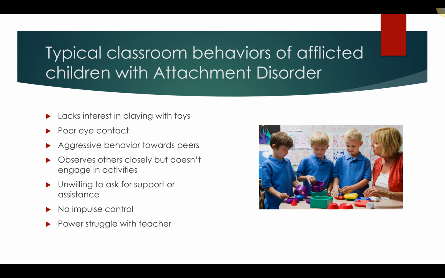So, what does a child with RAD look like in a classroom and how does it affect them? Children might lack interest in playing with toys. They might have poor eye contact. Maybe they don't trust individuals, so looking at them in the eye, they don't feel comfortable with. They might show aggressive behavior towards peers. They also might observe others closely but not really engage in activities.